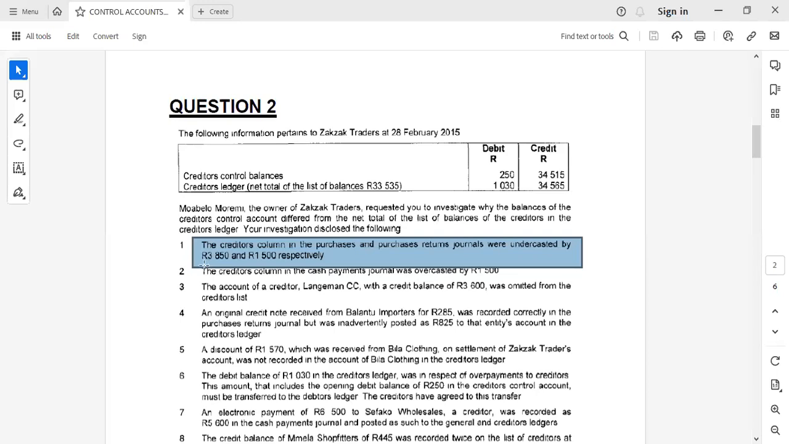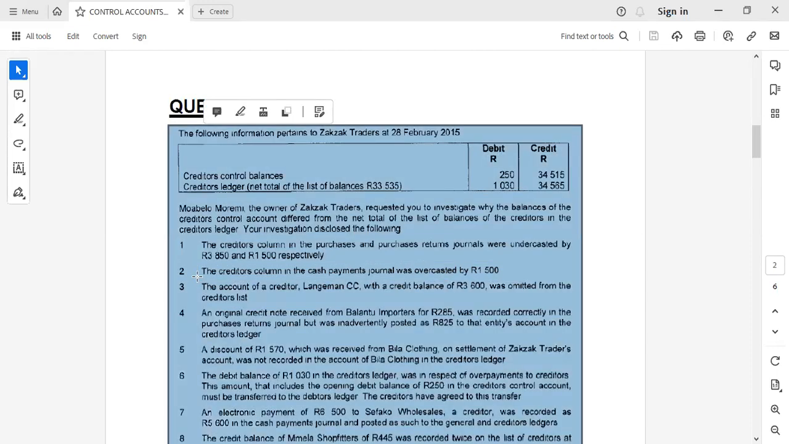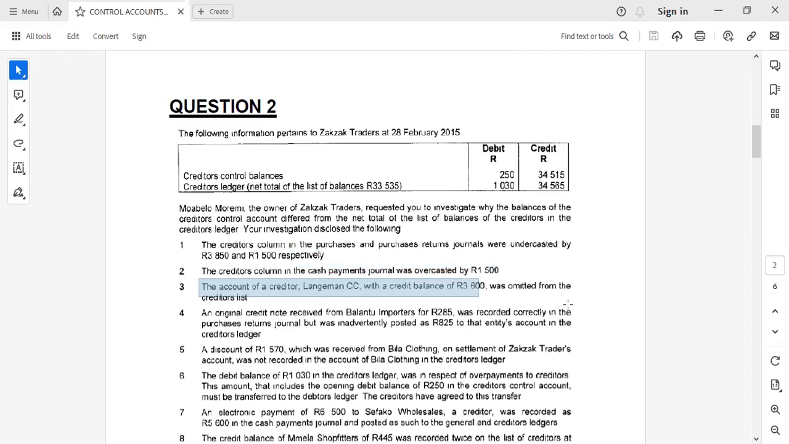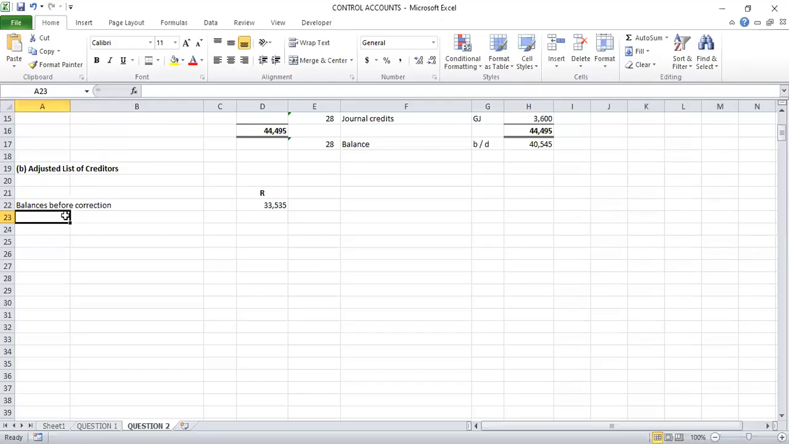Right. The creditors column in the cash payments journal was overcast by 1.5. Again, that is the total. It doesn't affect the list. Then number three now. The account of a creditor, Langman CC, with a credit balance of 3,600 was omitted from the list. So this balance was omitted from the list, so we have to include it. So we'll have Langman CC. We add because it was not included when it's supposed to be there, a normal credit balance, so we add.